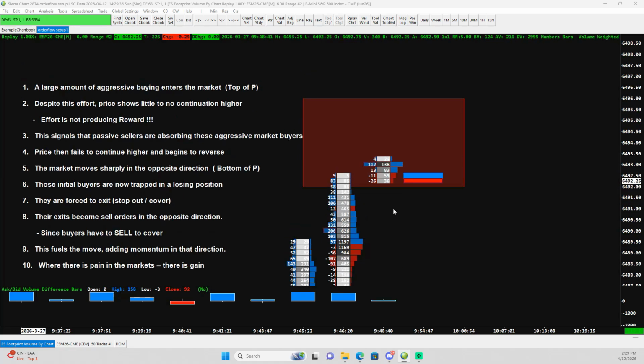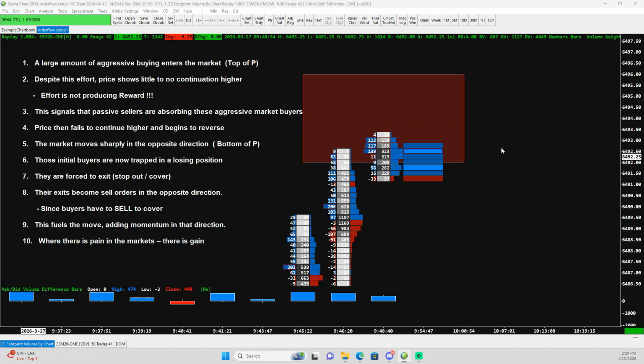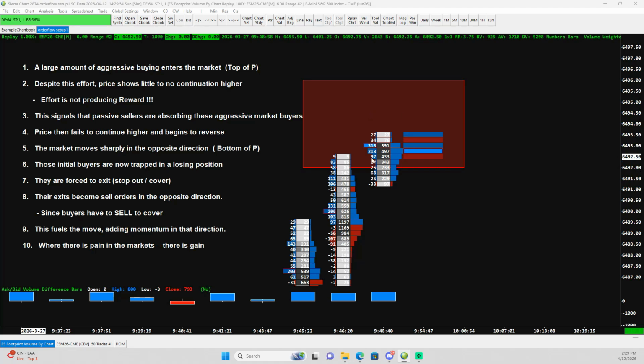So a new bar is going to appear right here, and what you guys are going to see is step number 1, a large amount of aggressive buying entering the market, and so this is going to form the top of the P. Despite this effort, price is going to show very little to no continuation higher. In theory, if buyers are applying all of this effort, then it would make sense for them to be rewarded for those efforts. Prices should be able to move higher, should be able to print higher highs, higher lows.